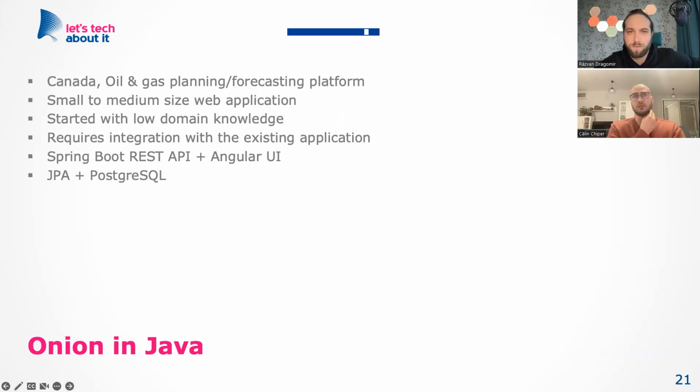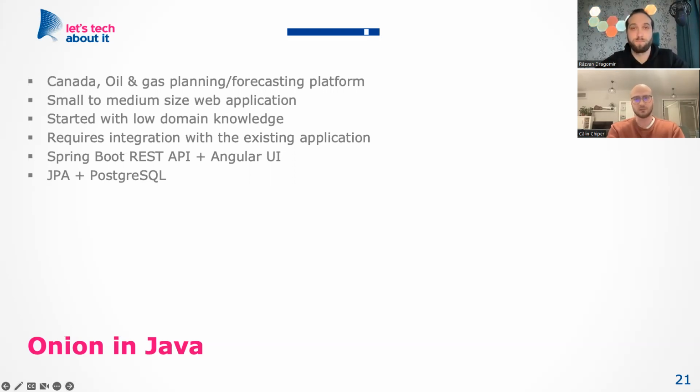Another prerequisite for our decision to choose the hexagonal architecture or onion architecture is that the application required some integration with an existing application. In terms of technology, we used Spring Boot, REST API, and Angular UI. And as for database technology, we used Postgres SQL, and JPA, Hibernate, and Spring Data.